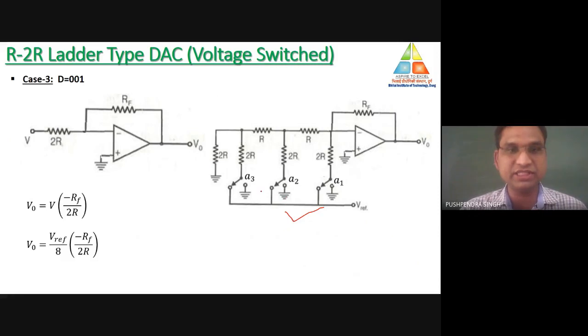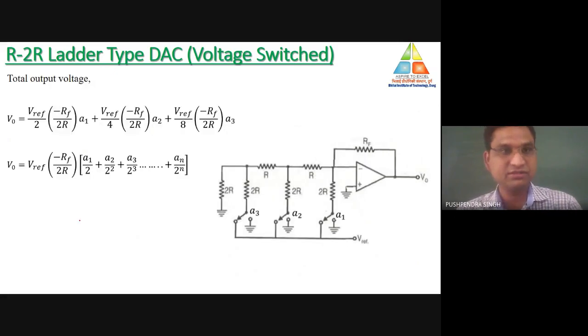I'm not going to discuss this one. Similarly, as you can see, when it was connected to the first position, the output of the circuit was VR divided by 2. When it was connected to the second position, the output was VR divided by 4. When it is connected to the third position, the output will be VR divided by 8. Similar to this, we will get the same output over here.